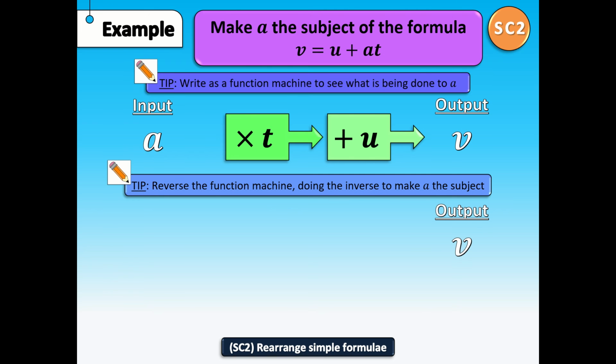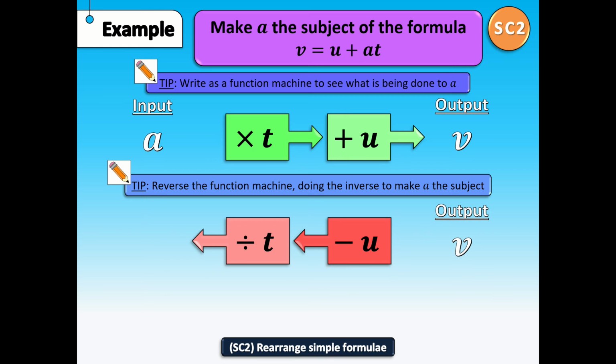So we start with v, we take away u, and then we divide by t. So v minus u divided by t. So a equals v minus u over t. And we've made a the subject of the formula.